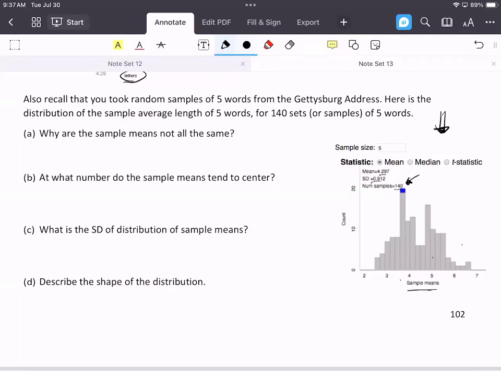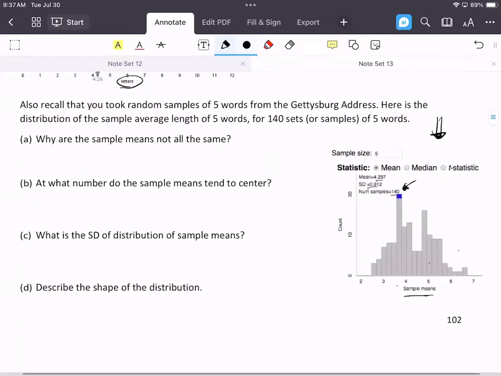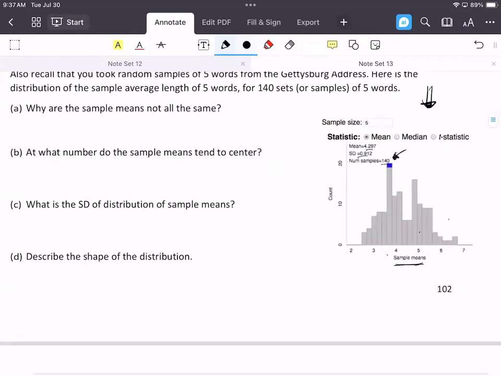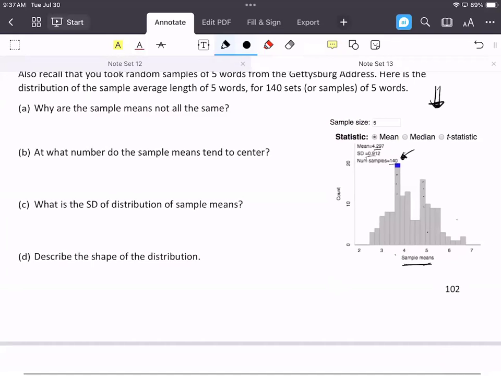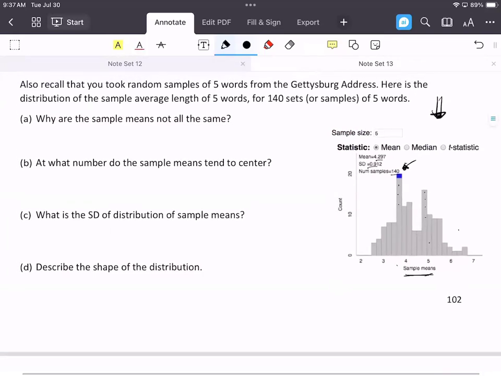And you also see here, instead of saying letters, this is saying sample means, because remember, each one of these, and you can't see them individually. If it was a dot plot, you'd be able to, but there are 140 dots in here, or all 140 samples are represented in this histogram. Why are all the sample means not all the same? Well, remember, statistics vary. When we pull a sample of 5 words, would we expect it to be the same from sample to sample? And the answer is no. So statistics vary. We're taking different sets of 5 words.